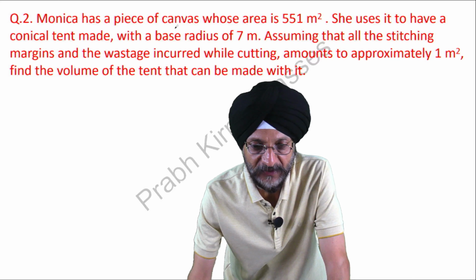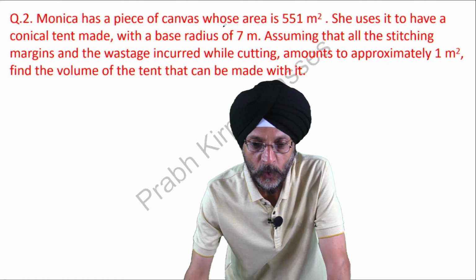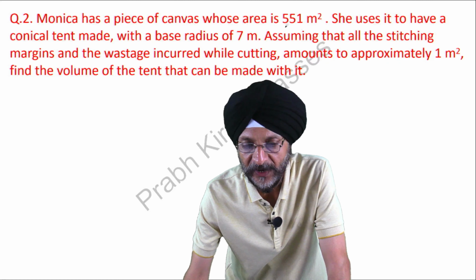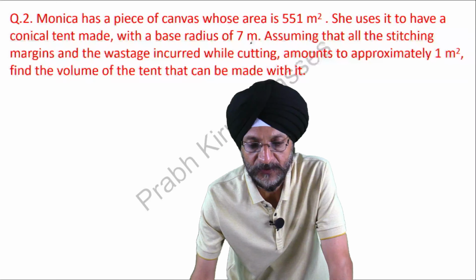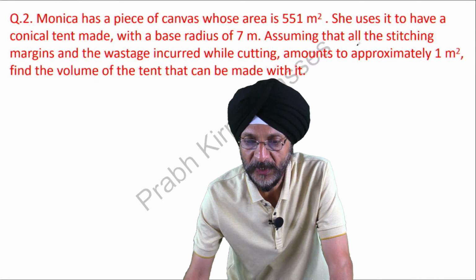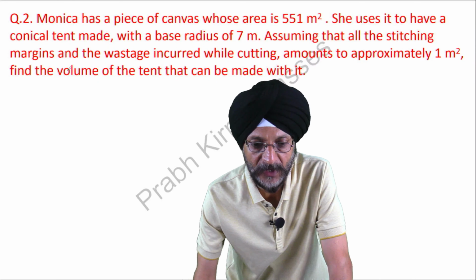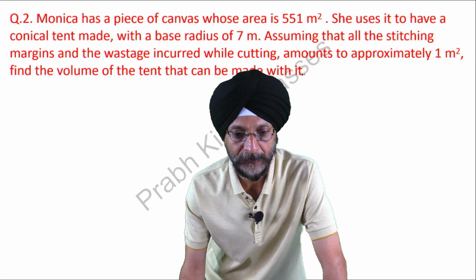Now the question before us is: Monica has a piece of canvas whose total area is 551 square meter. She uses it to have a conical tent made with a base radius of 7 meter. Assuming that all the stitching margins and wastage incurred while cutting amounts to approximately 1 square meter, find the volume of the tent that can be made with it.